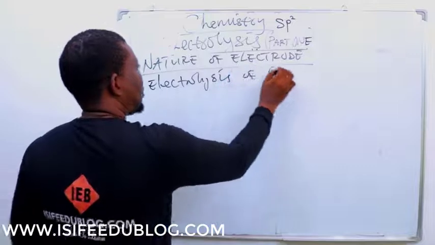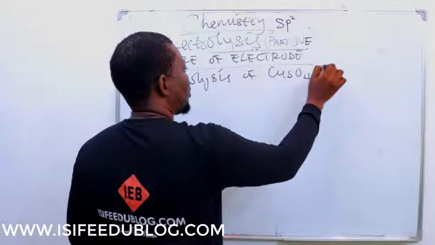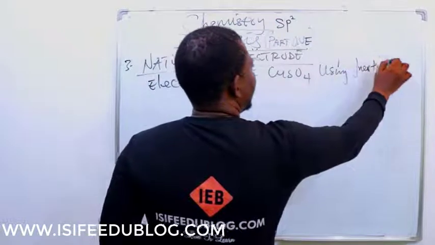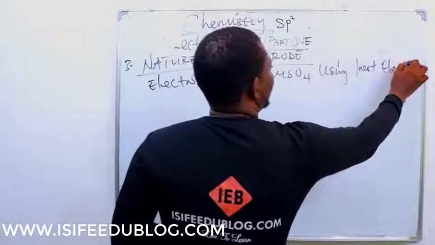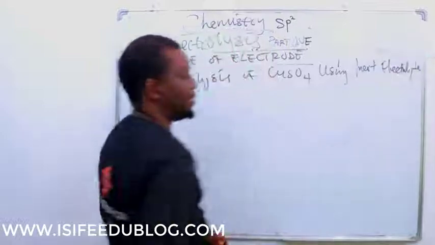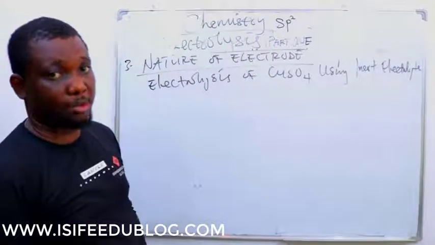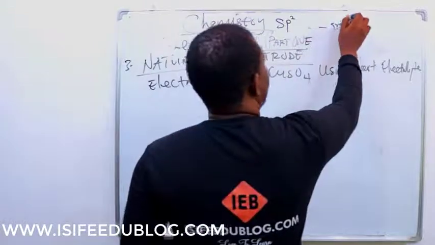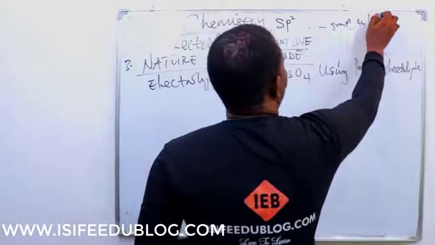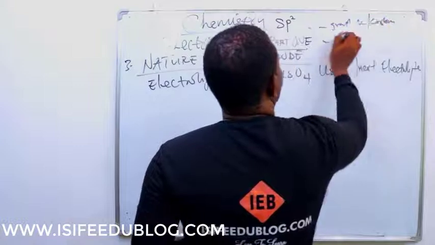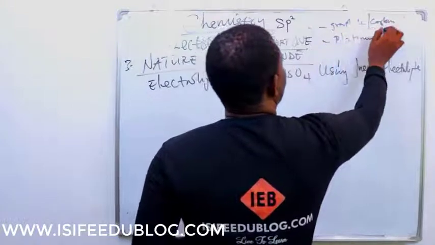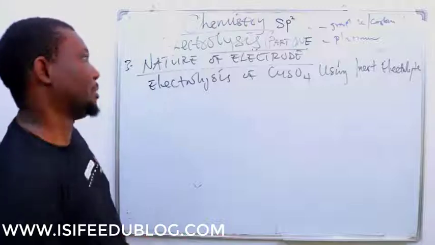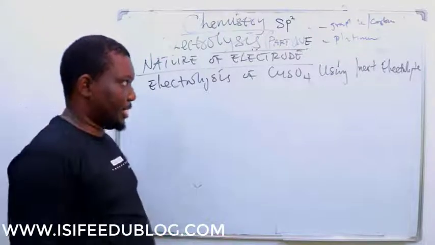Electrolysis of copper(II) tetraoxosulfate(VI) using inert electrodes. I'm going to choose to use a graphite electrode or a platinum electrode. Those are the two electrodes. Whenever you're using either graphite or carbon, or platinum, they're not going to react or participate in the reaction, so basically they are inert electrodes.